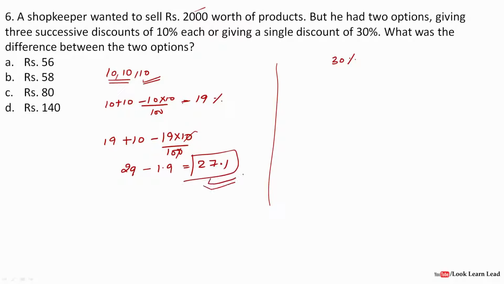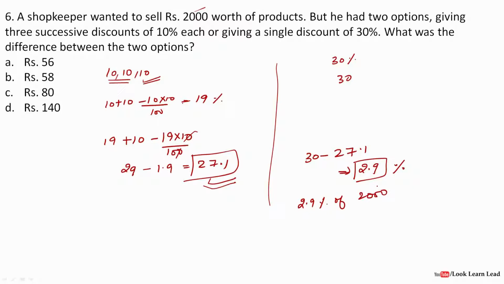So here the overall is 27.1, here it is 30. So what is the difference? 30 minus 27.1 is the difference. So the difference would be 2.9. 2.9 percentage is the difference. But here the answer is in the form of rupees. So we have to find 2.9% of 2000.